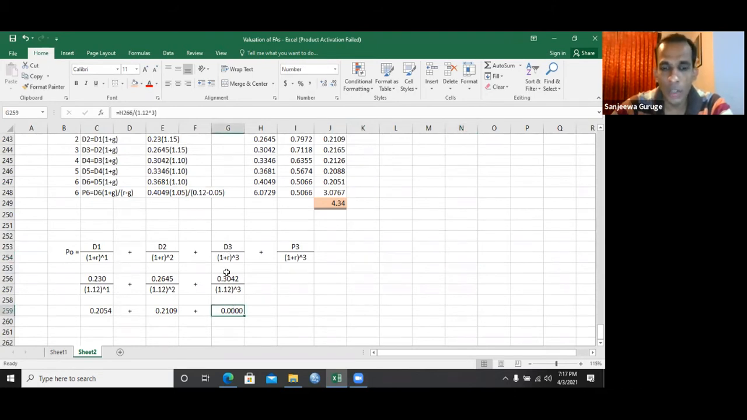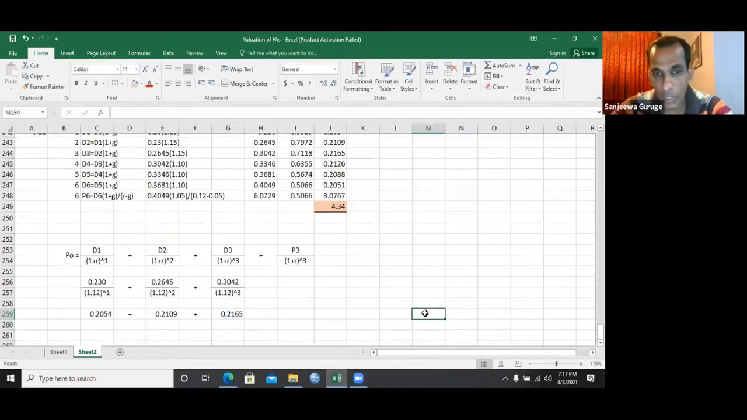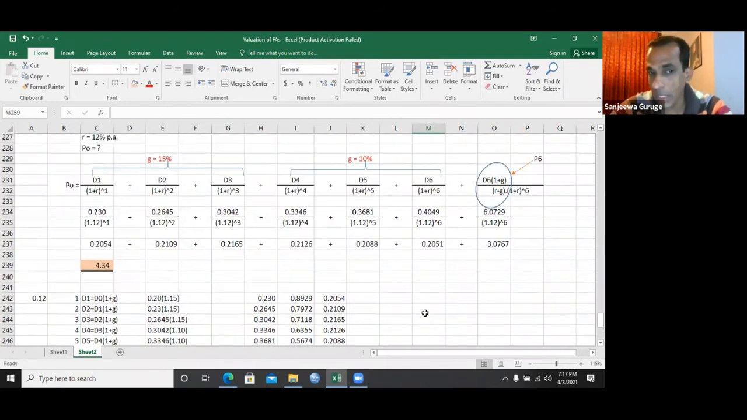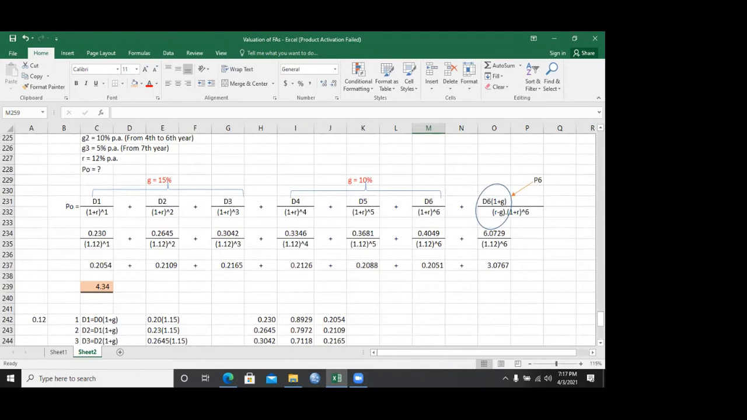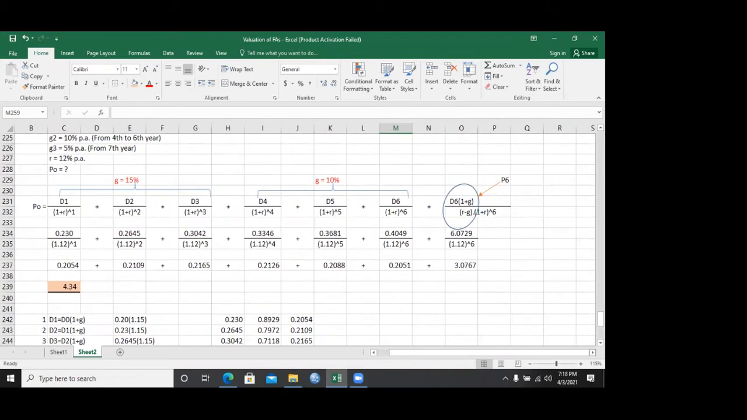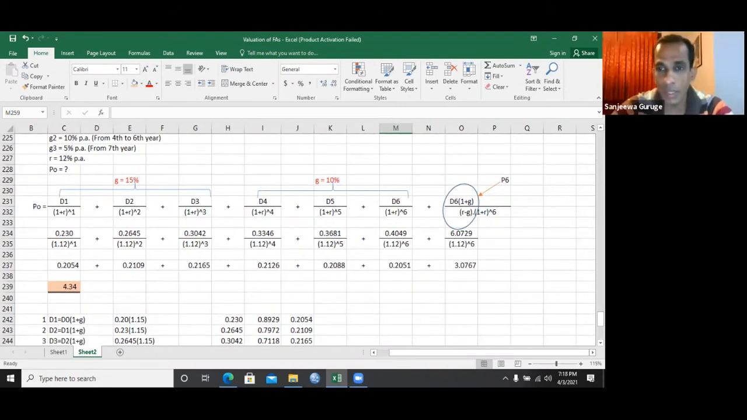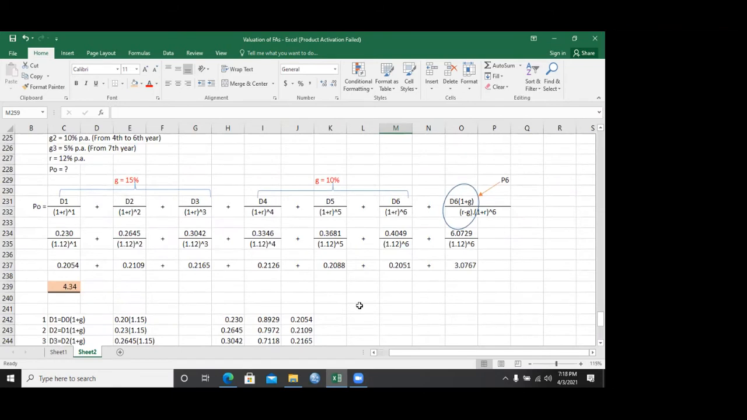And how do you calculate P3? If you are going to sell the share at the end of the third year, how can we identify the price at which you will sell it? We need P3 now. You have to discount D4, D5, D6, and also discount the perpetuity from there on.